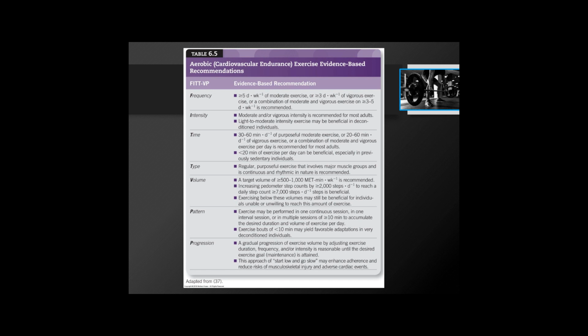And on top of that, offer you a glimpse into some of the physiological changes that happen with exercise.